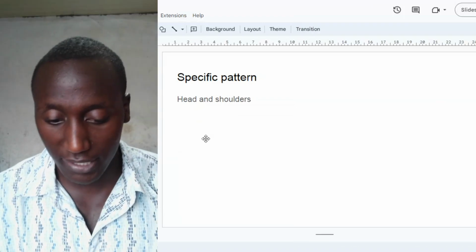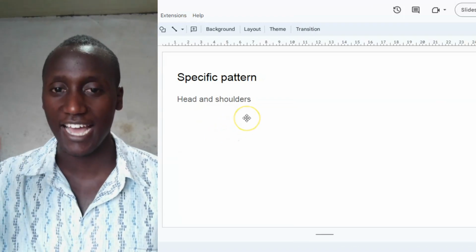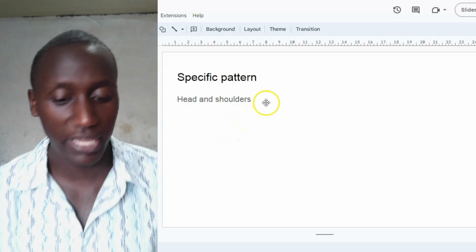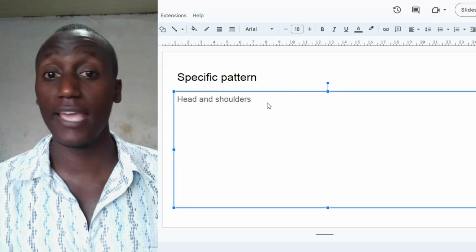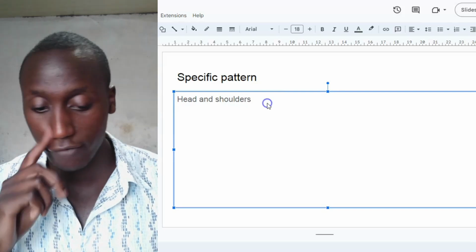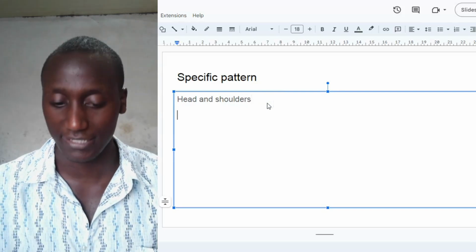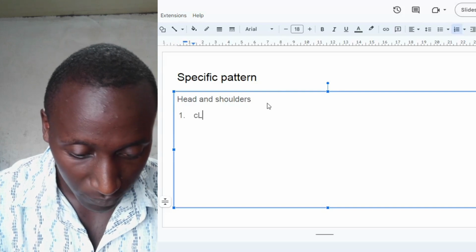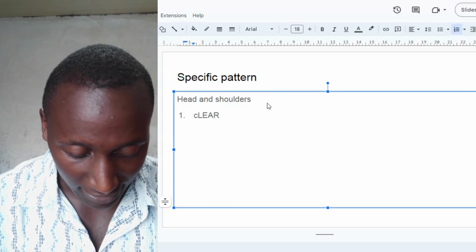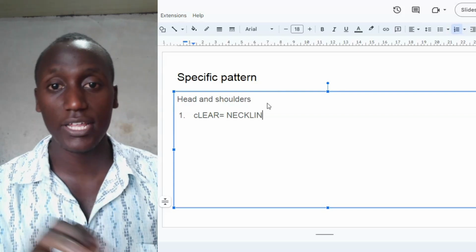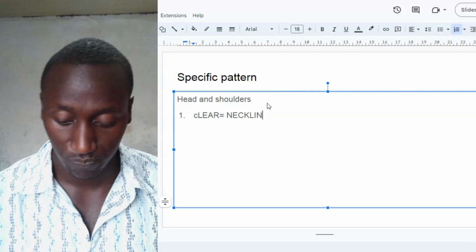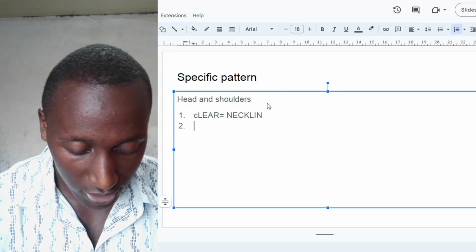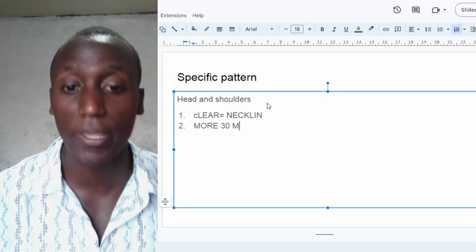And the specific pattern we are looking for is a head and shoulders pattern. Now, the head and shoulders pattern can form anywhere. And so we need to give this head and shoulders pattern characteristics. Number one, it needs to be very clear with a neckline. So the neckline is very clear. Number two, it needs to be more than 30 minutes in formation.